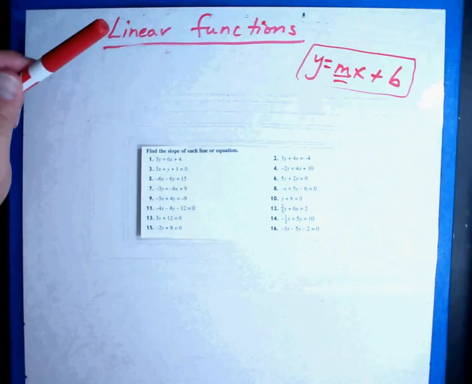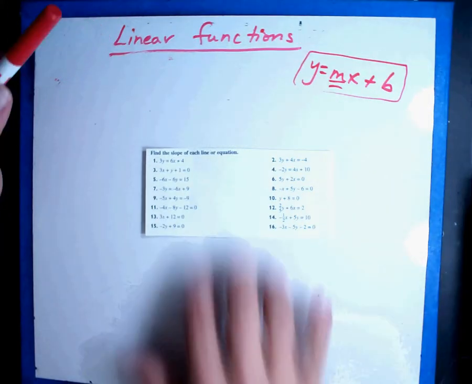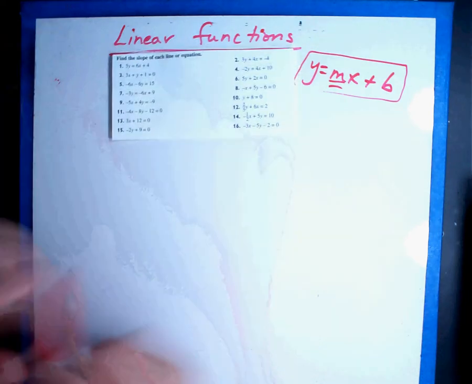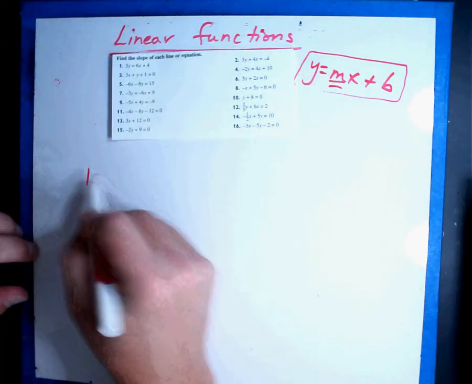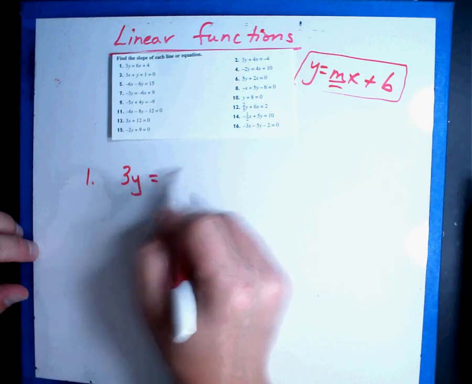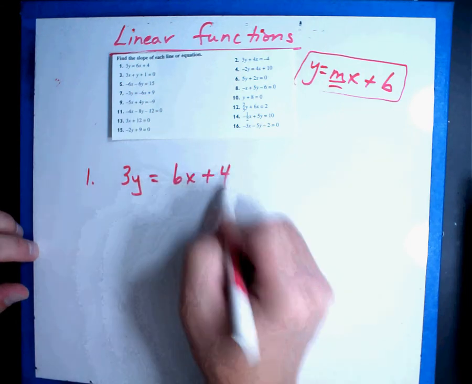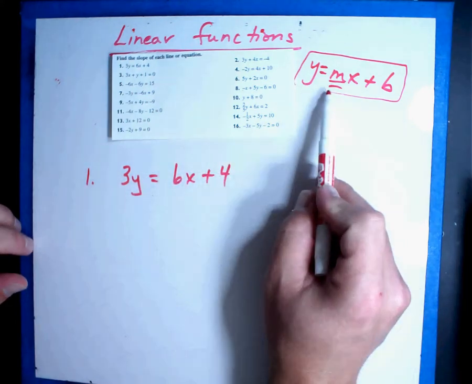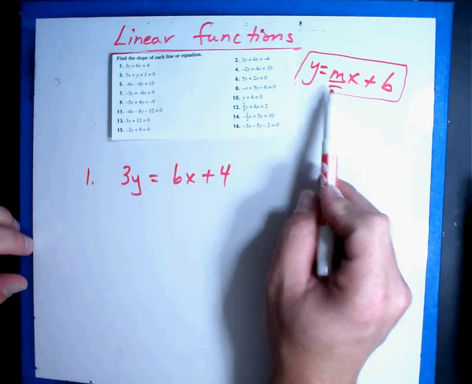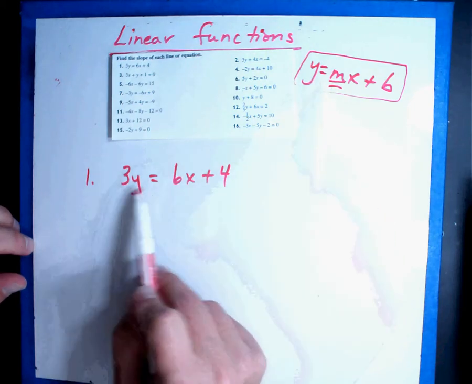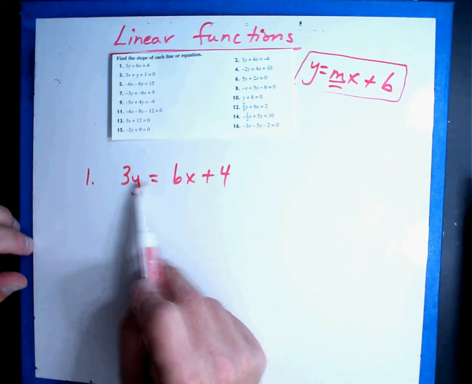Alright, let's see how we did. I bet you did great on these. Go ahead and move that up there real quick. Let's do number 1. 3y equals 6x plus 4. Now remember, we're trying to get it into this form. So I need y equals. I don't have to do too much. There it is, y equals.